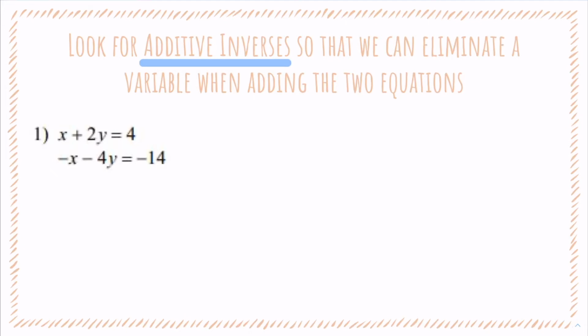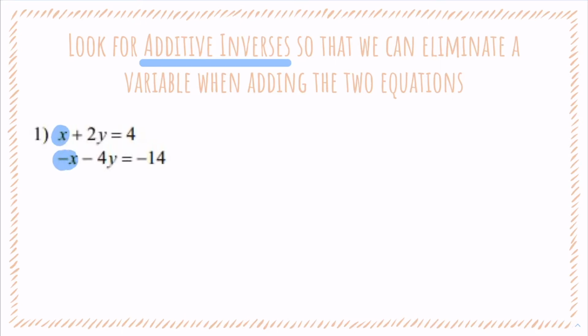Additive inverses are the same term, different signs. Therefore, when added together, they simplify to zero. And that allows us to eliminate a variable. Therefore, we're working with just a one variable equation so we can begin the solving process. So looking at this system, do we see additive inverses? Well, yeah, x and negative x.